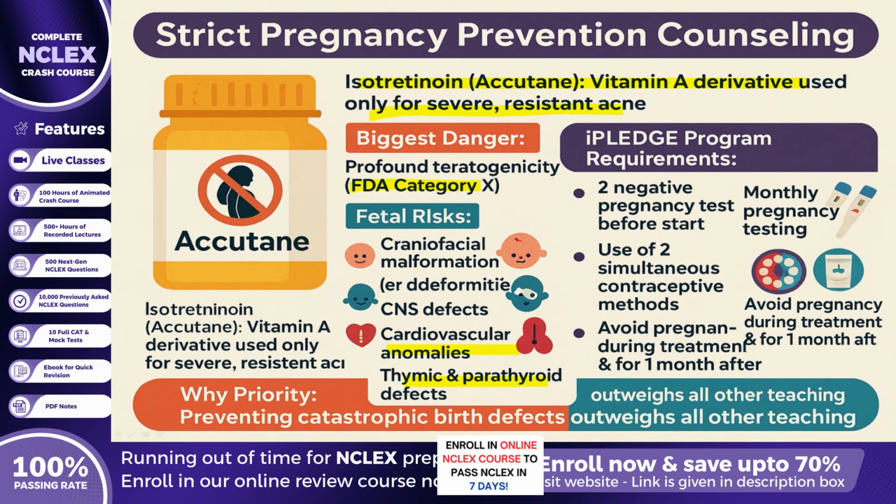To ensure safety, isotretinoin is dispensed under the strict iPLEDGE program in the United States, which mandates 2 negative pregnancy tests before initiation, ongoing monthly pregnancy testing, proof of 2 reliable contraceptive methods used simultaneously, and counseling that pregnancy must be avoided during therapy and for at least 1 month after discontinuation. This makes pregnancy prevention counseling the highest priority teaching for clients.